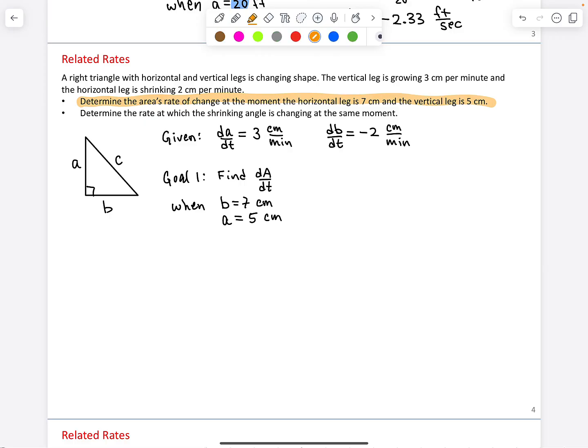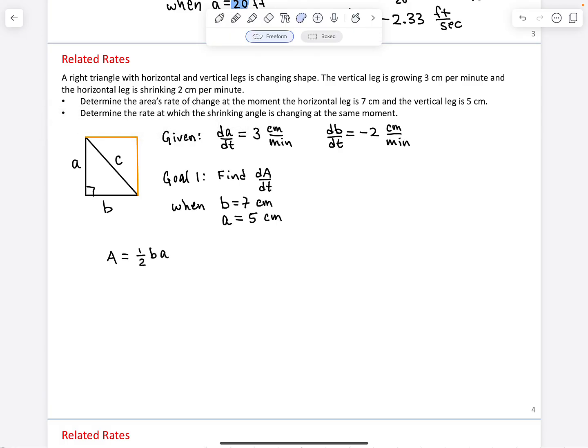And the relevant variables are a and b, and then also area. Nowhere in the givens or the goals do we involve the hypotenuse. I need an equation, ideally, that involves area, a and b. Well, that equation, the area of this triangle, will be 1/2 the base times the height.